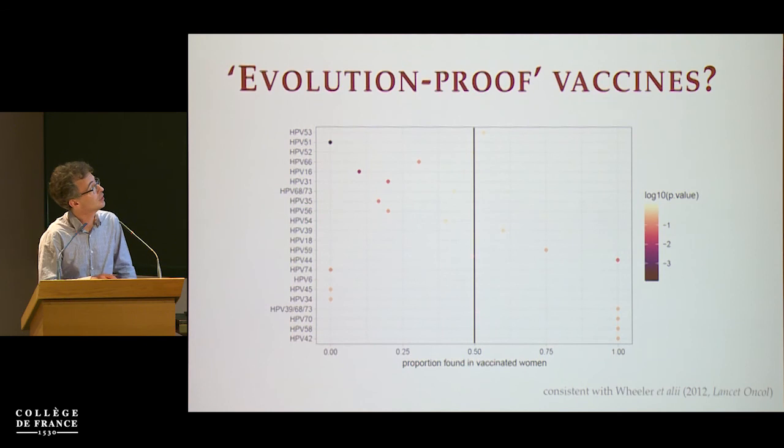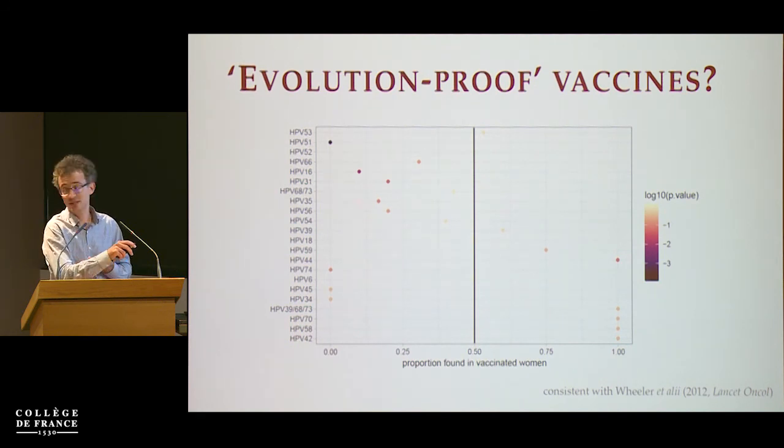On the middle line, you have HPVs that are found both equally in vaccinated and non-vaccinated. On the right-hand side, these are HPVs that are found only in vaccinated women. If you're here, for instance, HPV 44, we only found it in vaccinated women. The color code gives you the p-value, so it's not entirely significant. We see on the other side, these are the ones we don't find in vaccinated women.